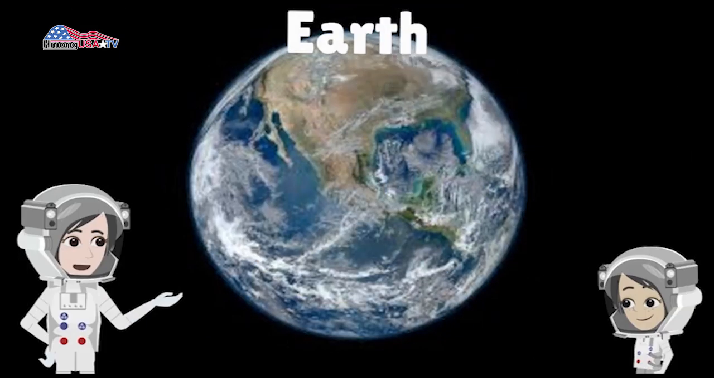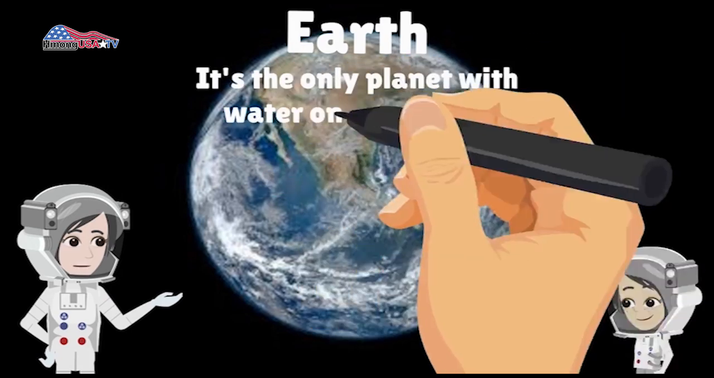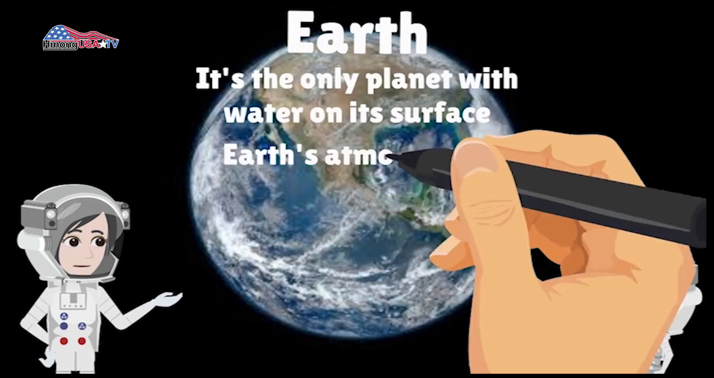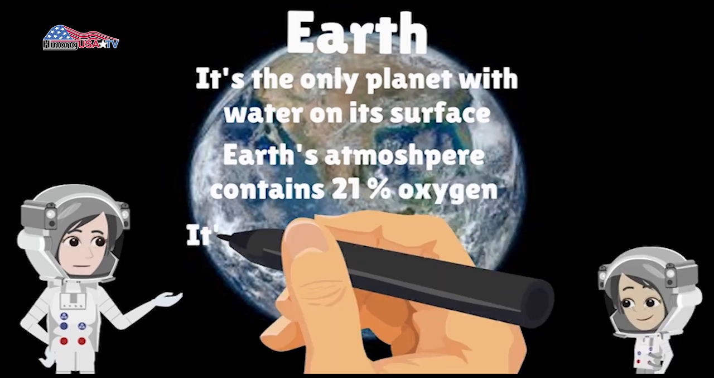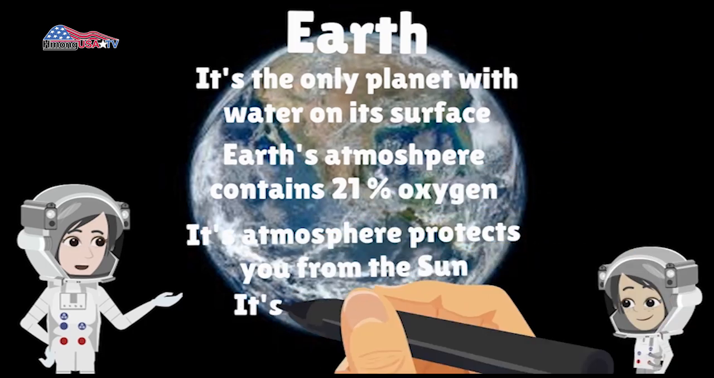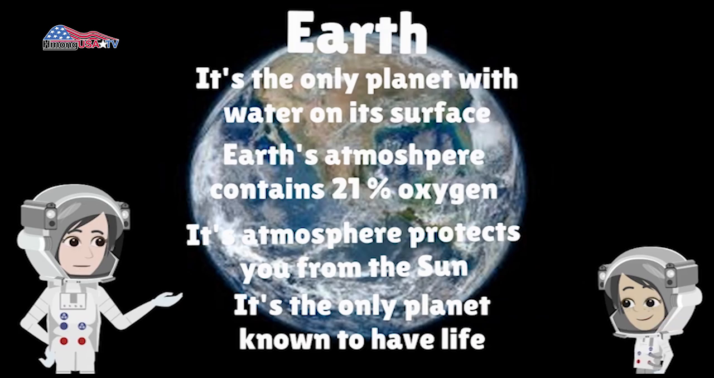This is Earth, the third planet away from the Sun. It's the only planet with water on its surface. Its atmosphere contains 21% of oxygen, and it protects you from the sun. Earth is the only planet known to have life.